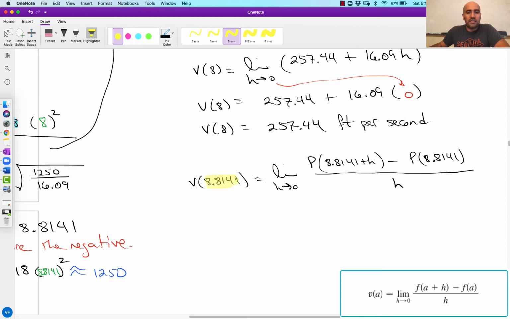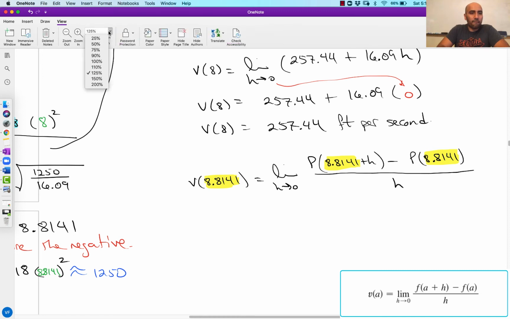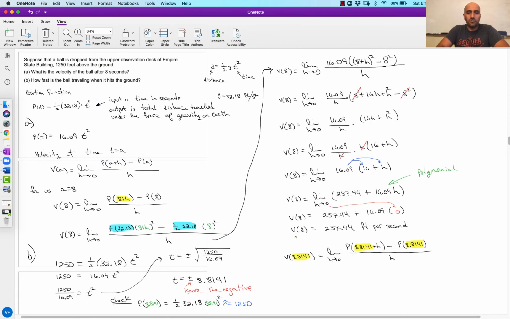So then when the velocity is equal to 8.8141, we want the limit as h goes to 0 of the position function at 8.8141 plus h, minus the position function at 8.8141, all over h, which is exactly the same setup we had just a minute ago when we just had 8. Let's go back to the bigger picture here. So this is exactly what we set up here, except here we just had an 8. Now we have an 8.8141. So we could do all of this work, repeat it all, except this time with a different number.